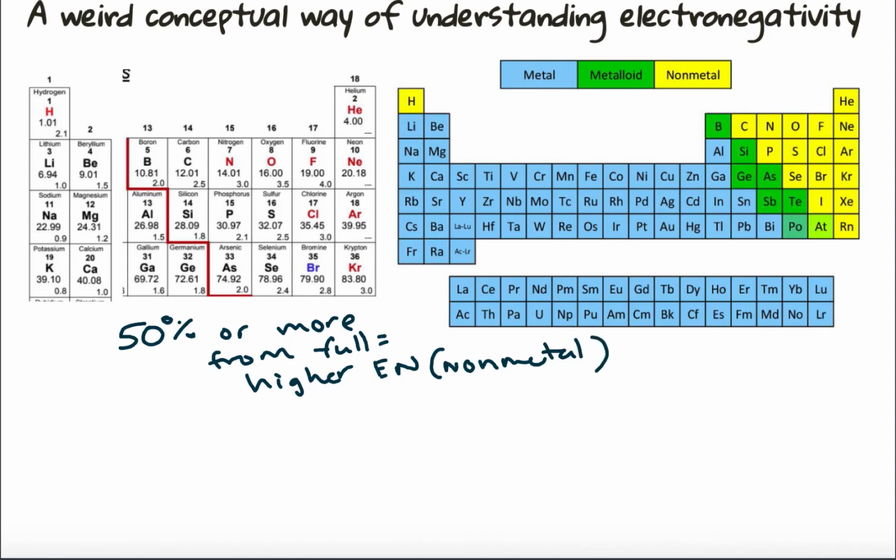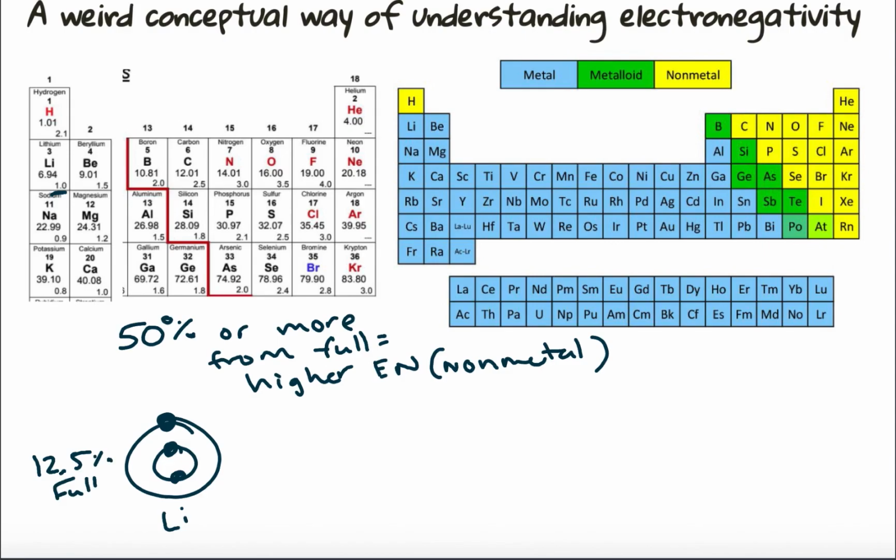Okay? So let's look at lithium, for example. Lithium has an electronegativity of 1, pretty low. Well, why is that? If you look at its shells, for lithium, it has 2 on the innermost, and then 1 on the second level, and the second level fills with 8. So this atom is actually only 12.5% full.